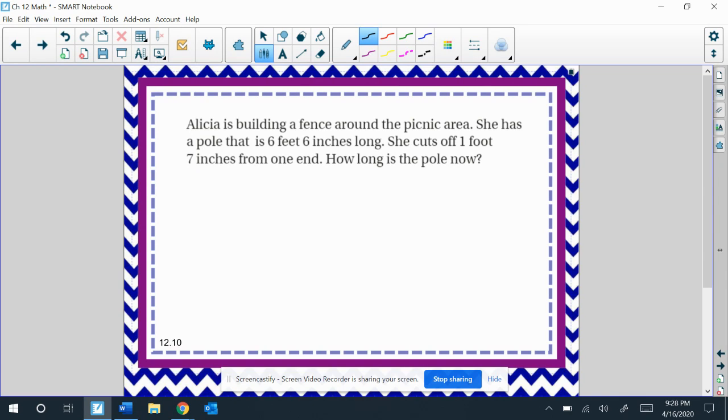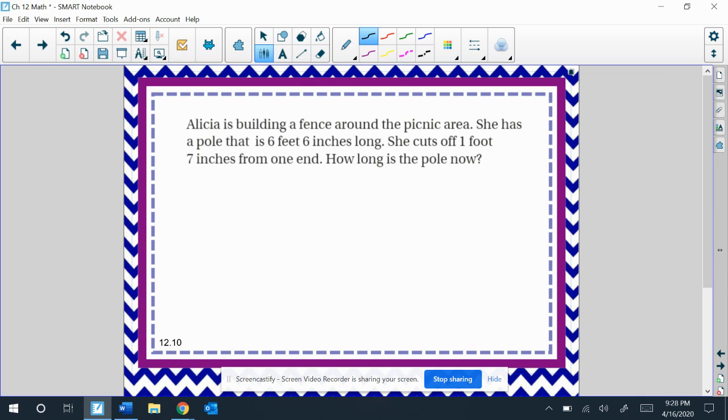I would like you to create this equation, but do not solve it yet. We're going to be looking for how long is the pole. So please remember what that means, whether it's addition or subtraction. Go ahead and make the equation now.